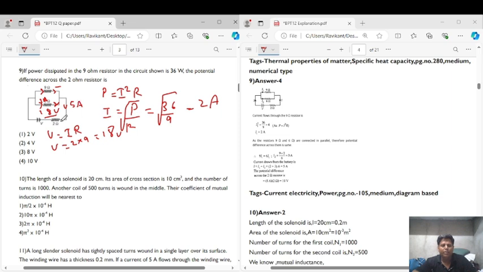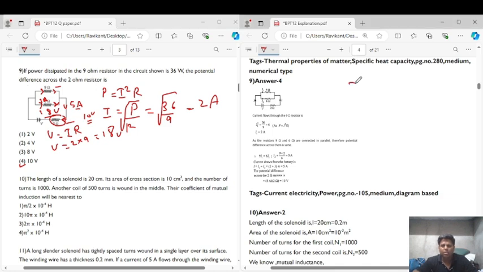Now if this current of 5 amperes gets into this 2 ohm resistor, right, the voltage drop across this will be equal to I into R, that is equal to 10 volts, right? So the correct answer for question number 9 is option number 4, that is 10 volts, right? I hope the solution is clear.